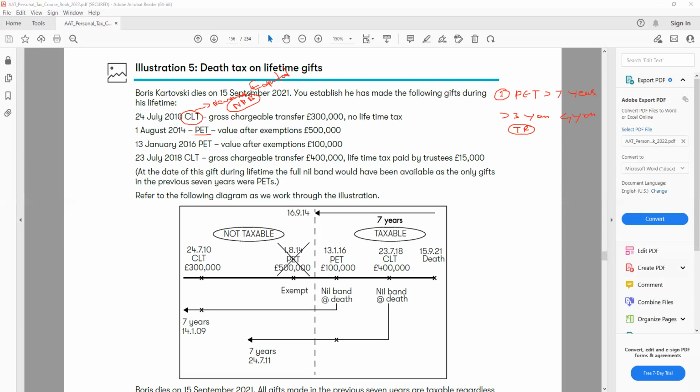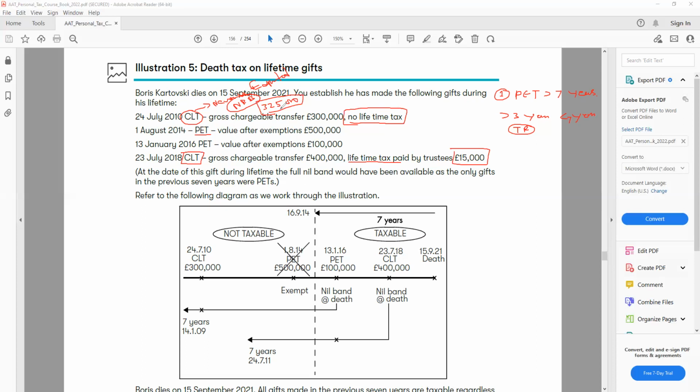And of course, sometimes the question says no lifetime tax, so they didn't pay any tax in lifetime. Sometimes the question can say yes, they paid some tax. For example, here they said the lifetime tax paid by the trustee, 15,000. So it depends on what the question says, but we have to know CLT is never exempted. It will always be covered by the nil rate band, that is 325,000. So if the CLT is more than that, obviously it will not be covered by the nil rate band, and the remaining amount will be taxable. So it's very important to understand.